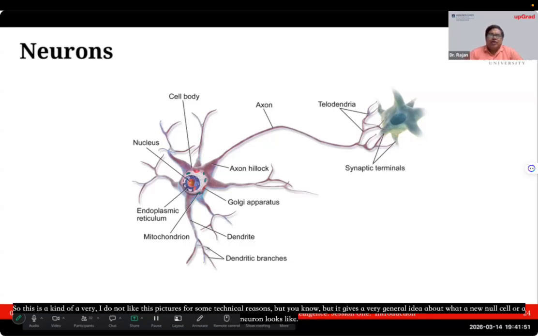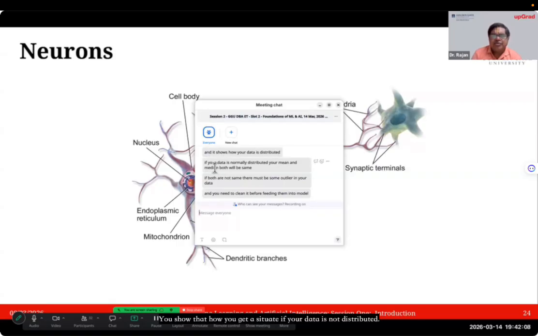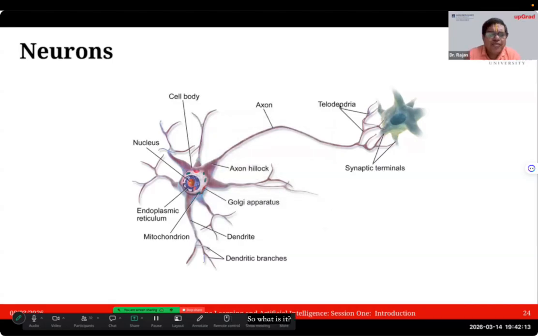So this is kind of a very, I don't like these pictures for some technical reasons, but it gives a very general idea about what a nerve cell or a neuron looks like. So, what does a neuron have? A neuron has a body. That's usually called the nucleus.